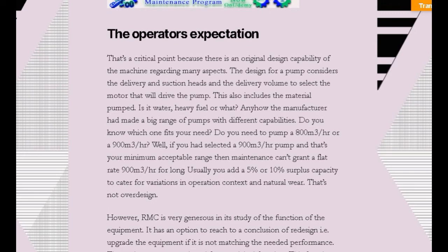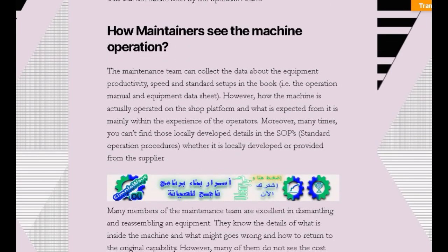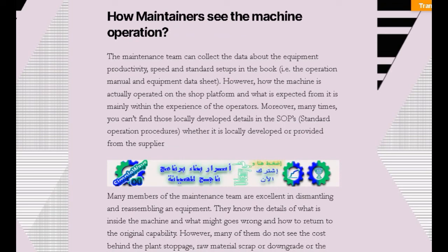Maybe also, we need to know that maintainers usually like to see the machine out of its context. They like to see the machine as a standalone. They can open it, work with the parts inside it, refurbish it, return it to the operations as per the book. But the problem is within the operation context, maybe what is written in the book as operation parameters is not actually what is used by the operators, and this is not reflected in the standard operating procedures. So it needs to be reflected there. That's why we need the operators to understand the real conditions of the operating of the machines.